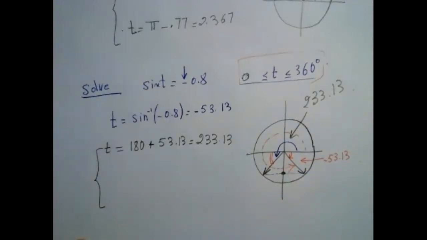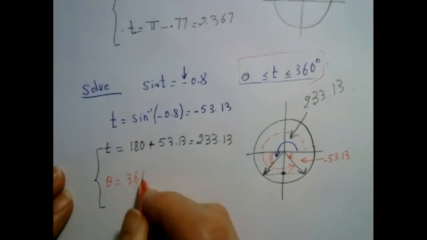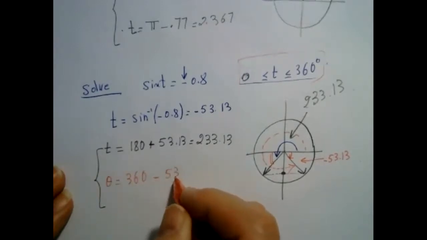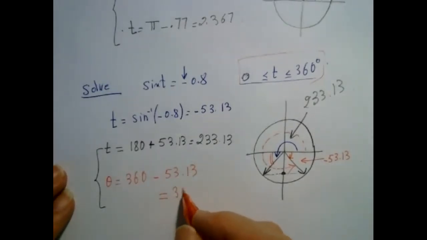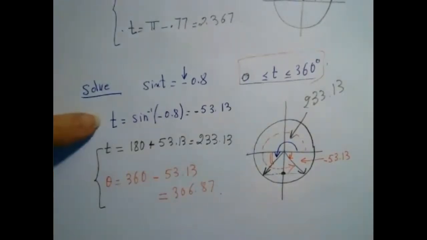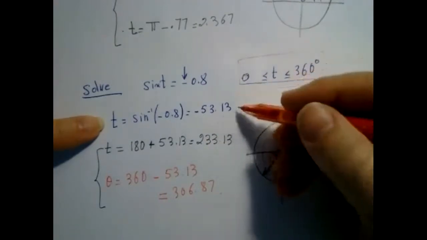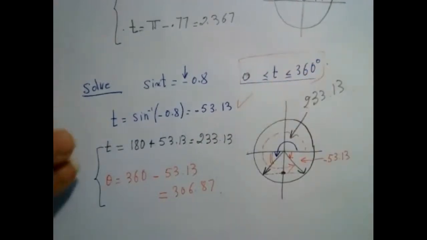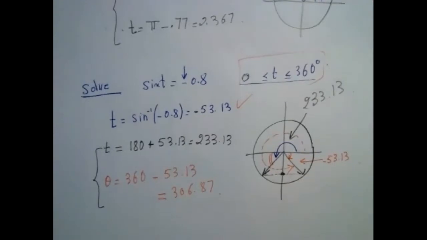And what's the positive one? Look at the picture. The positive one is actually 360 minus 53.30, which is, I think some of you picked it up already, 306.87. Okay, so this is correct. If I did put any restriction on you, you give me that. But because I want them between 0 and 360 and I want all of them, you go back to your unit circle and figure them out.